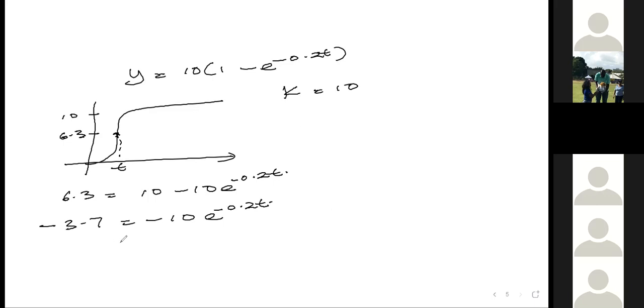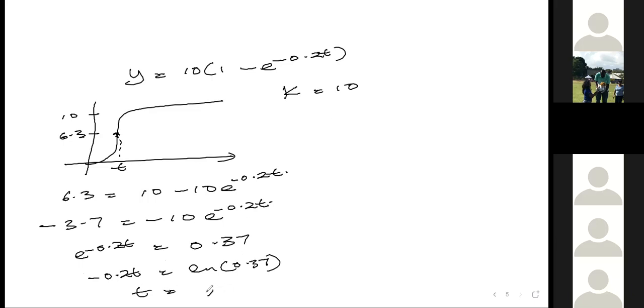So 3.7 divided by 10, that is going to be e to the minus 0.2t equals 0.37. So we're ending up with negative 0.2t equals ln 0.37, so t equals ln 0.37 divided by negative 0.2. So what does that work out to be for t?